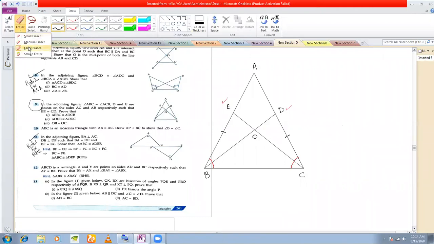Okay. Fine. So this is what is given to you. I've already marked it in the diagram. Now let's see what the question is. Show that triangle EBC is congruent to triangle DCB.